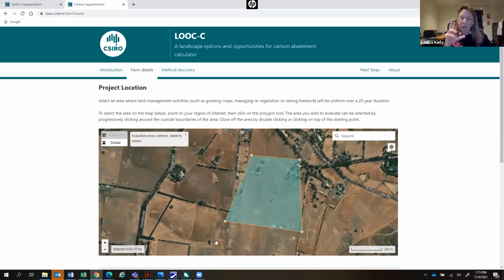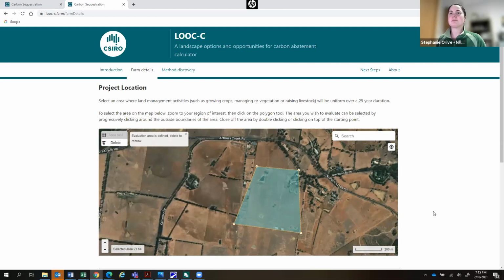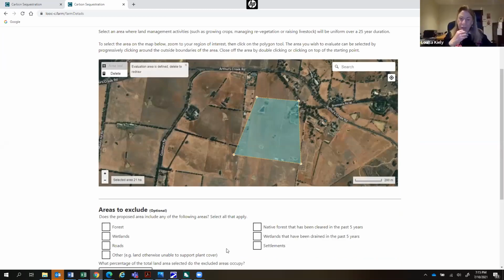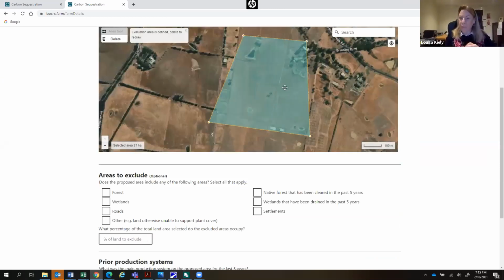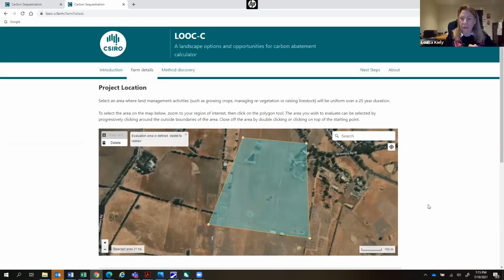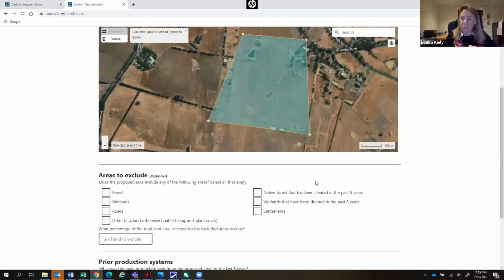It will still give us a per hectare amount, which is important. So everybody, you can see that we've selected a 21 hectare block in one block. Now, in order to find the block that is yours, you just input where you are. That's correct, isn't it, Stephanie? You can search for your address, or you can just zoom in as much as you want and build your polygon. So we've got 21 hectares.